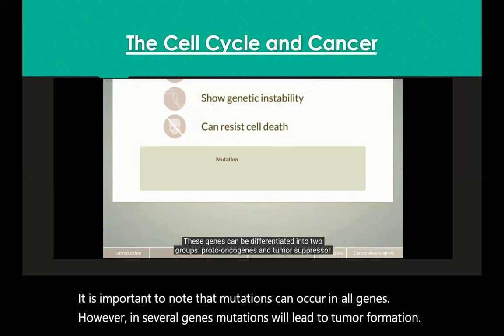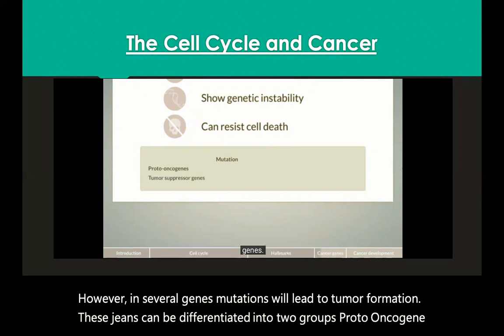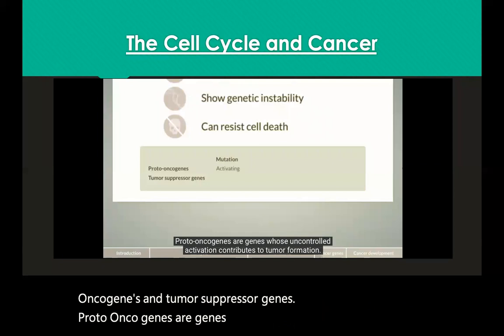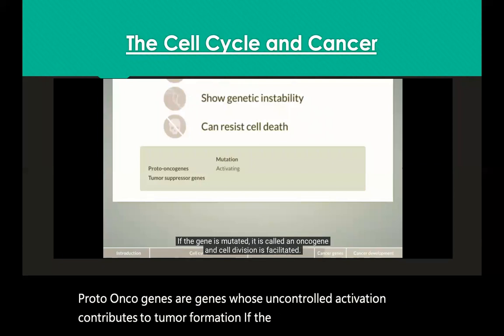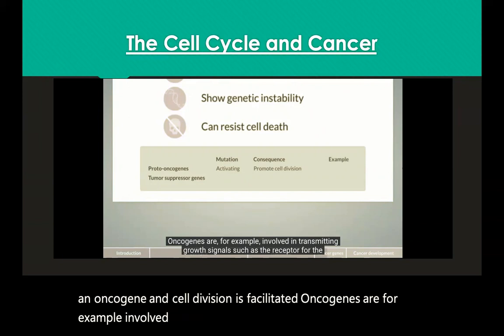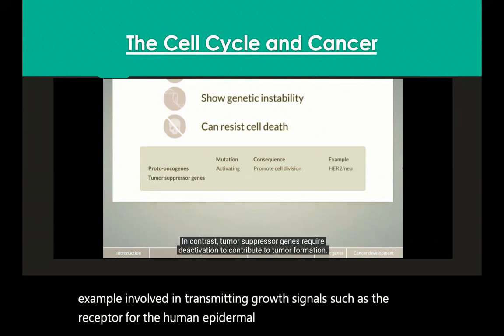These genes can be differentiated into 2 groups, proto-oncogenes and tumor suppressor genes. Proto-oncogenes are genes whose uncontrolled activation contributes to tumor formation. If the gene is mutated, it is called an oncogene, and cell division is facilitated. Oncogenes are, for example, involved in transmitting growth signals, such as the receptor for the human epidermal growth factor, HER2/neu.